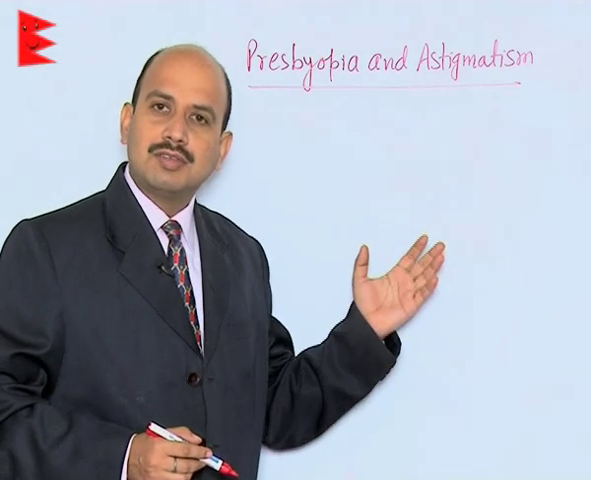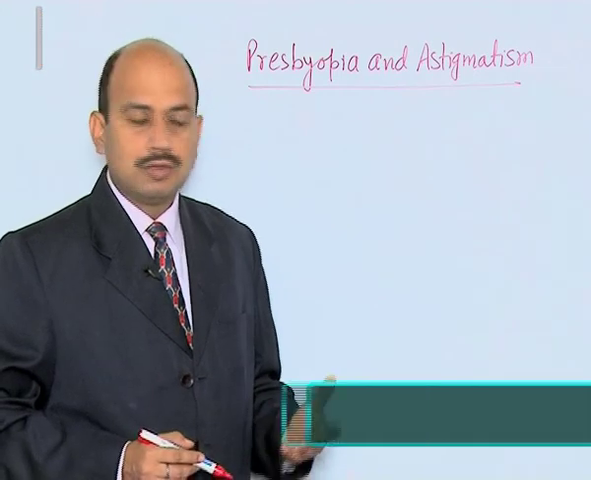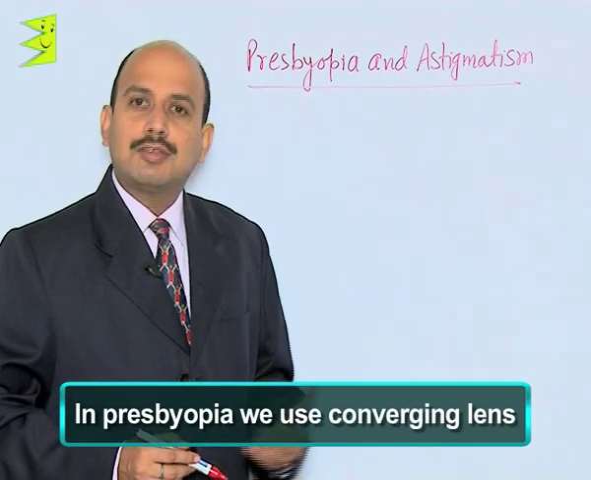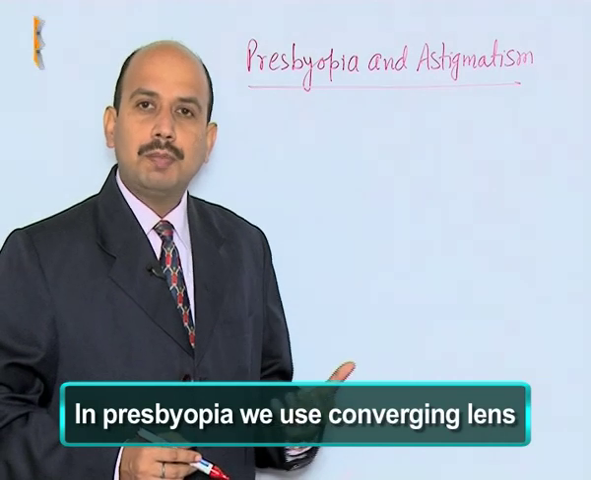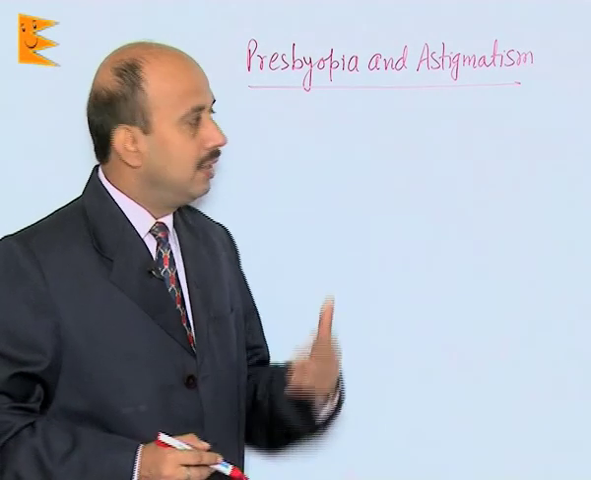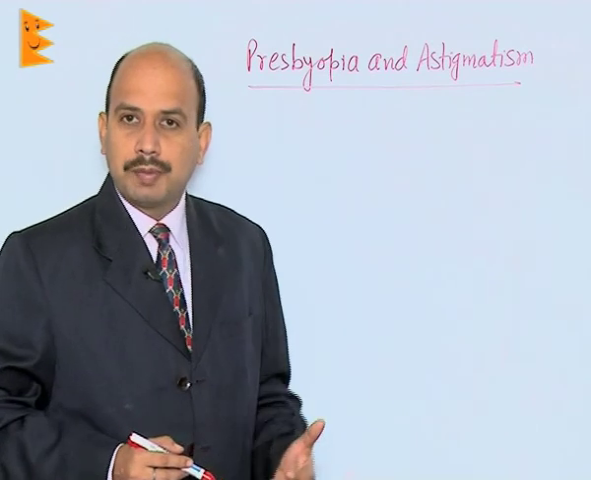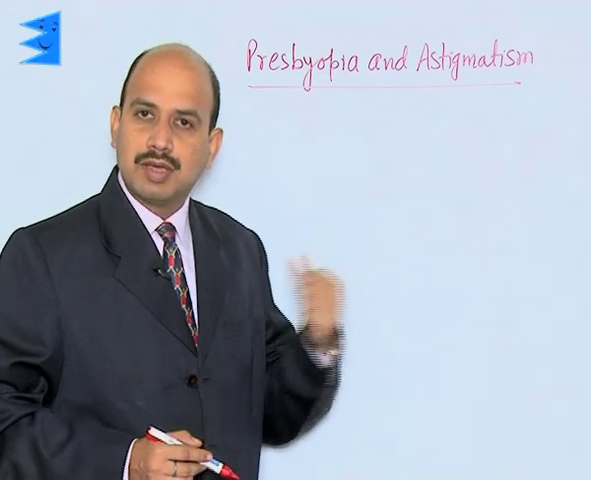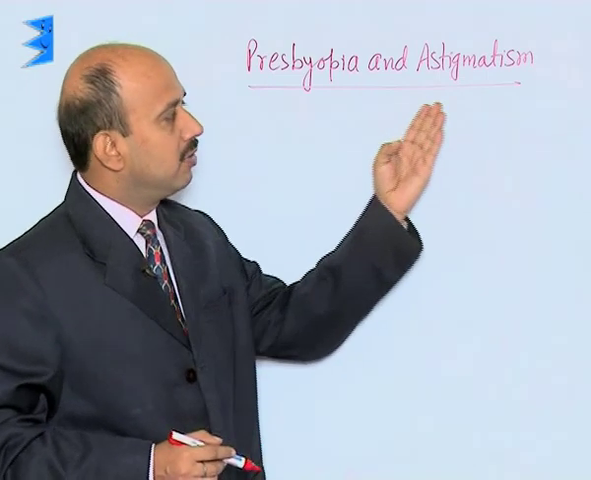Basically, this defect is hypermetropia, and it can be corrected by using a converging lens. Sometimes it may be both hypermetropia and myopia. In that case it is called presbyopia, and we need bifocal lenses to correct this defect. Another defect is astigmatism.